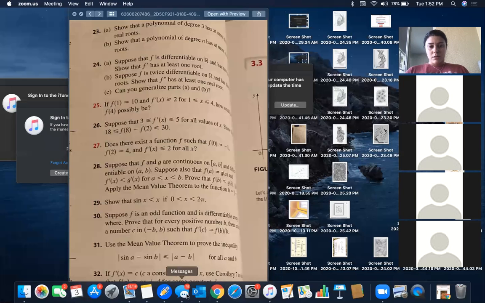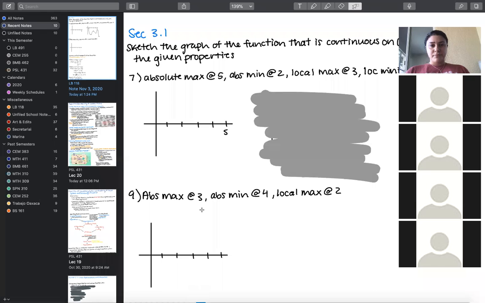Okay, take one last look. I am just going to dive in, start sharing my screen. Okay, so we're going to be looking at sections 3.1 and 3.2 today.